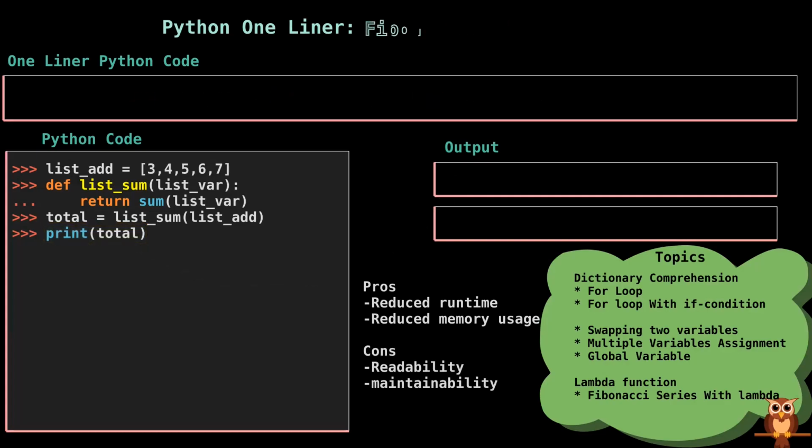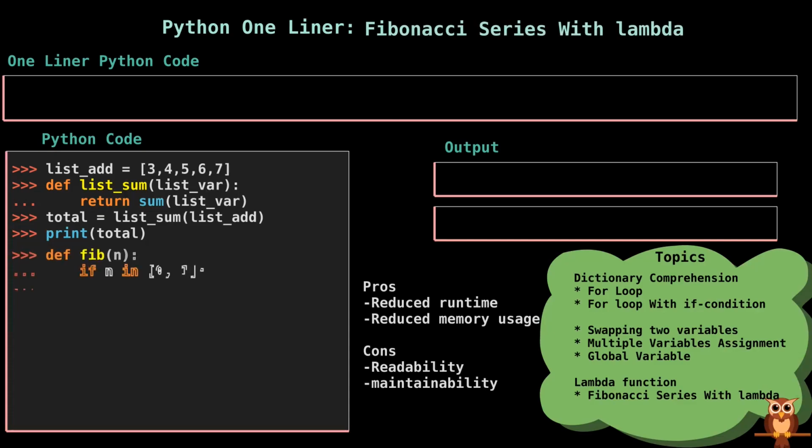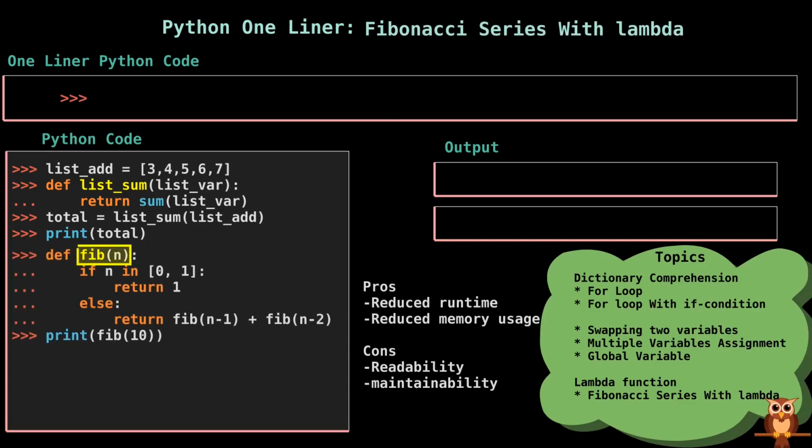Reduction in the length of code leads to a decrease in code readability. It's one of the disadvantages of one-liner codes, but less code has fewer variables and uses less memory.